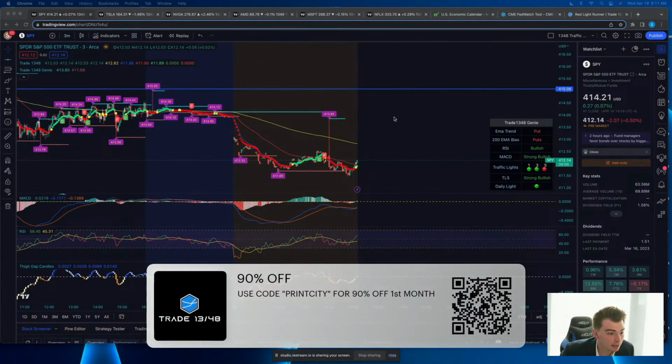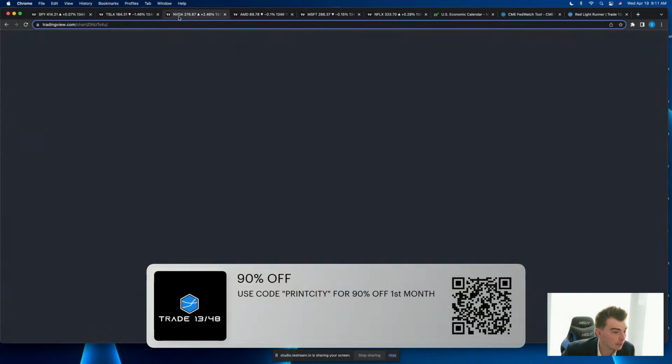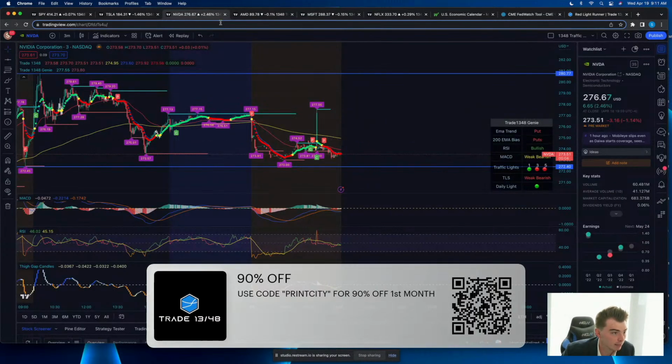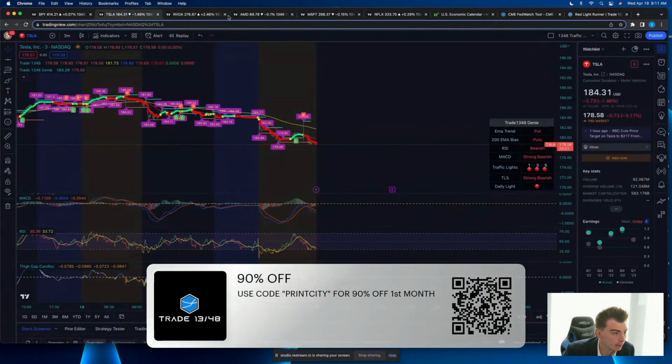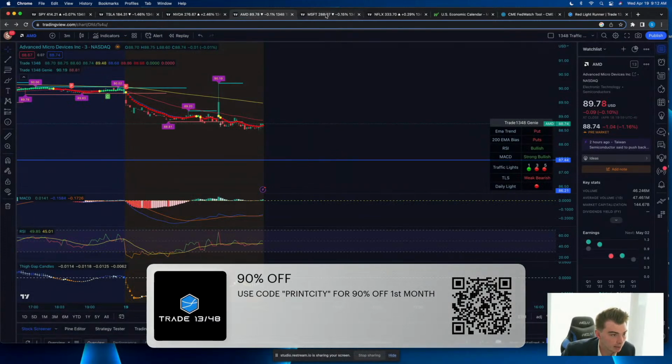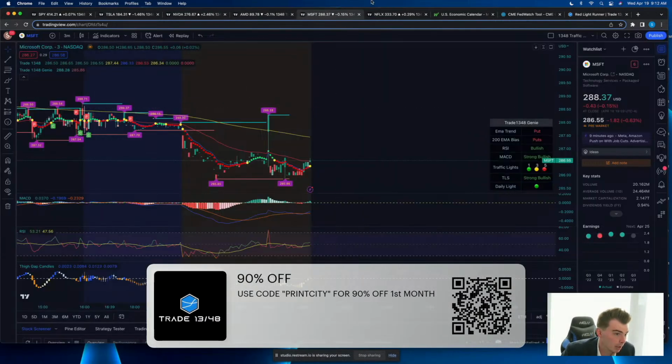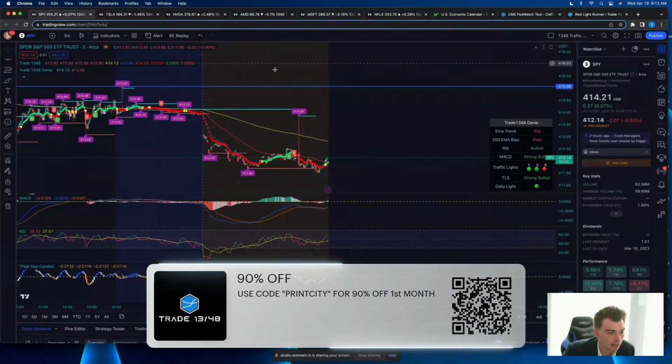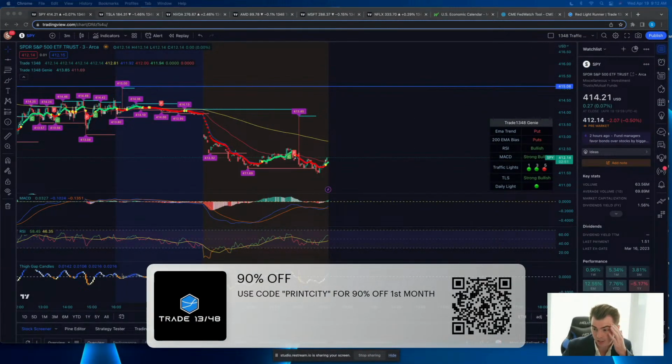SPY definitely moving here. Definitely headed a little higher in the pre-market. Let's see. Nancy's not really doing anything. Let's see what Tesla's up to. Nothing. AMD, nothing too crazy. Microsoft we got over here. Microsoft could be fun. I've been looking at Microsoft, but I don't think I've traded it yet. I've been hunting some Microsoft day trades and I just haven't seen what I need to see.